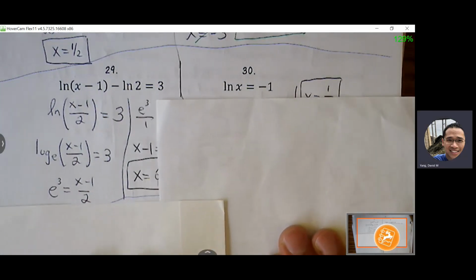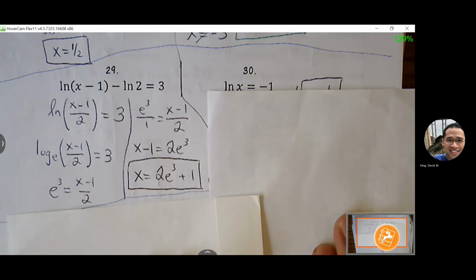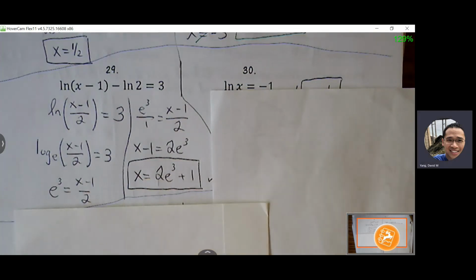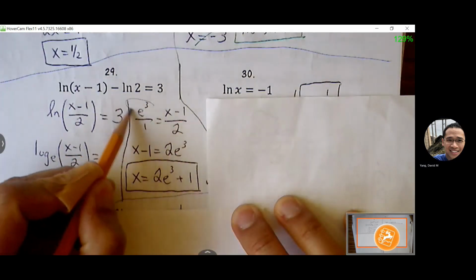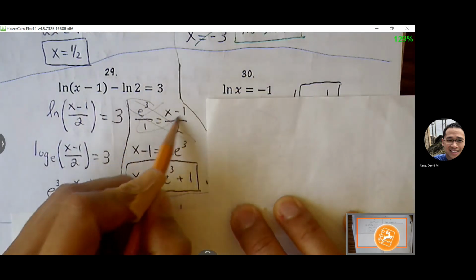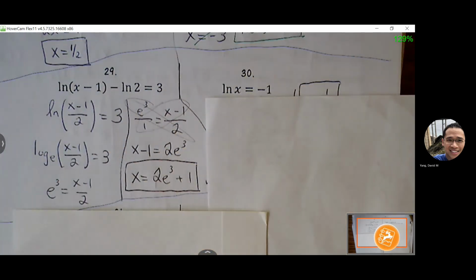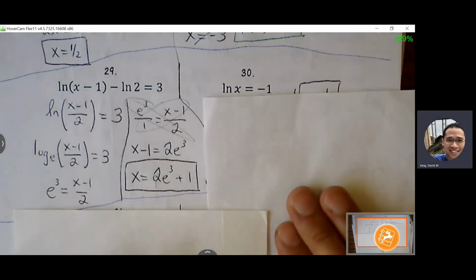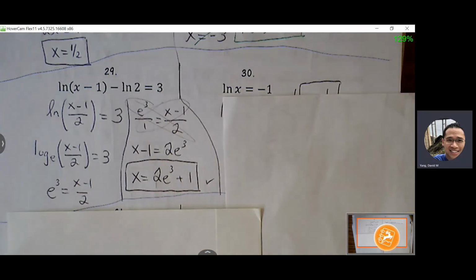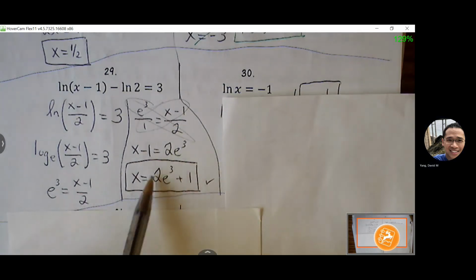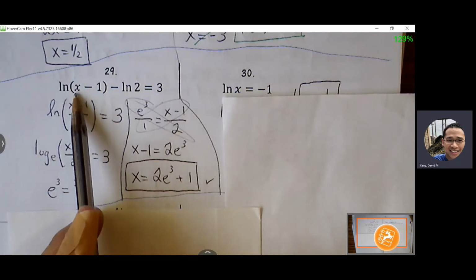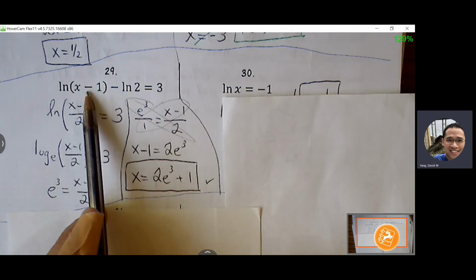Cross multiply. Solve for x. Check your answer. We need to confirm this is valid. 2e to the third power plus 1 minus 1 is still a positive number, so we're safe.